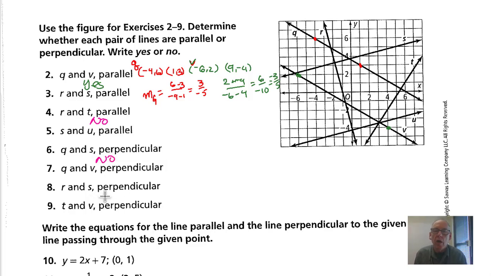Let's look at number 8, R and S perpendicular. Here's S. Here's R. Now they look like they're perpendicular. Let's see. So what I need to do is find a couple of points on R where I can calculate the slope. So I'm going to use that point there and this point here. So this is going to be negative 2, negative 1, and 2, 4.